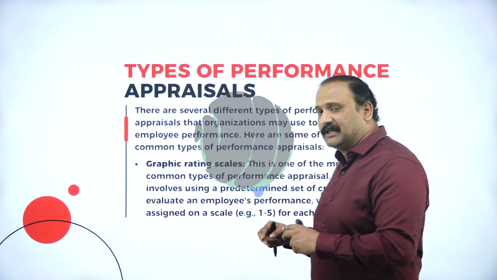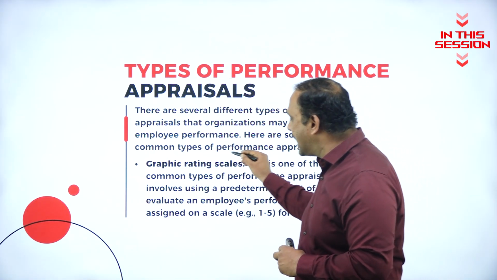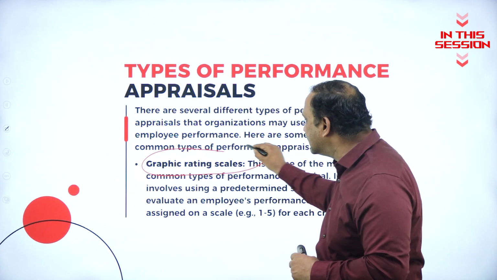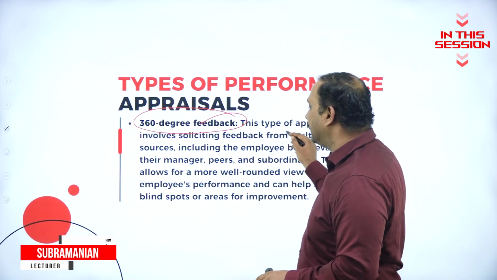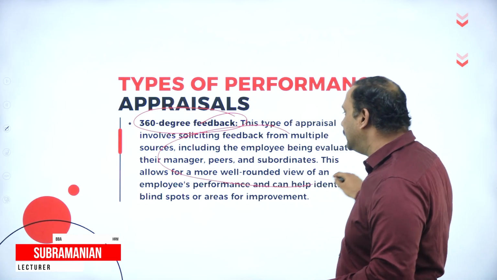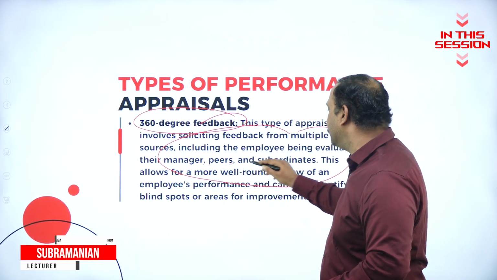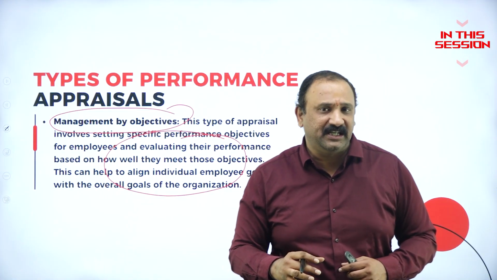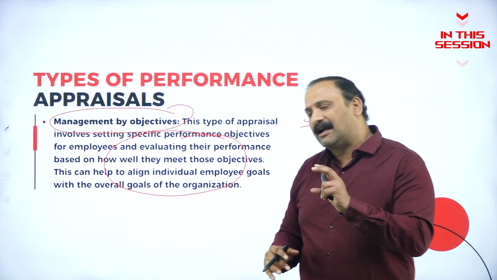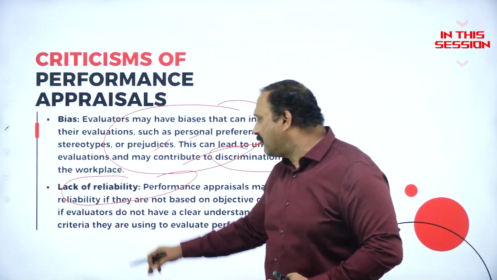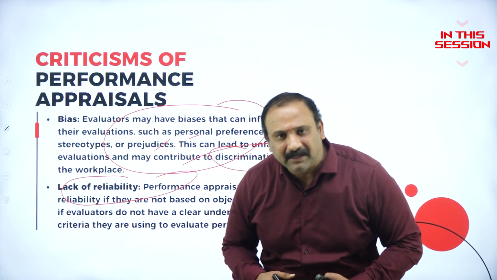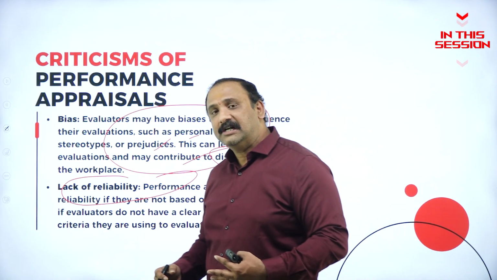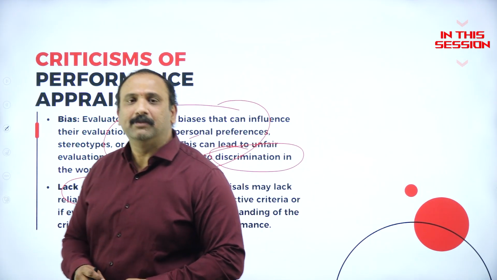Now, the first method that we are going to see here is called the graphic rating scale. And this 360-degree feedback includes all the sources, that is from the manager, the peers, the subordinates. Now, the aim of these objectives is to make the employee come closer to 100%. Performance appraisal cannot be relied on every time. Why? Because they cannot understand the human mindset.